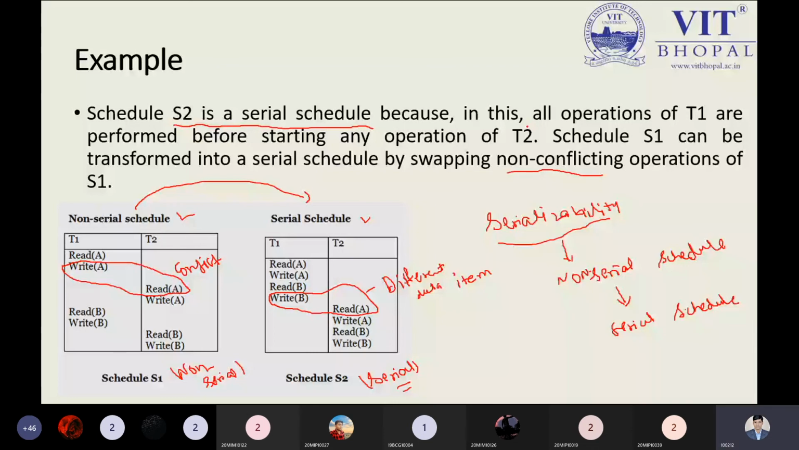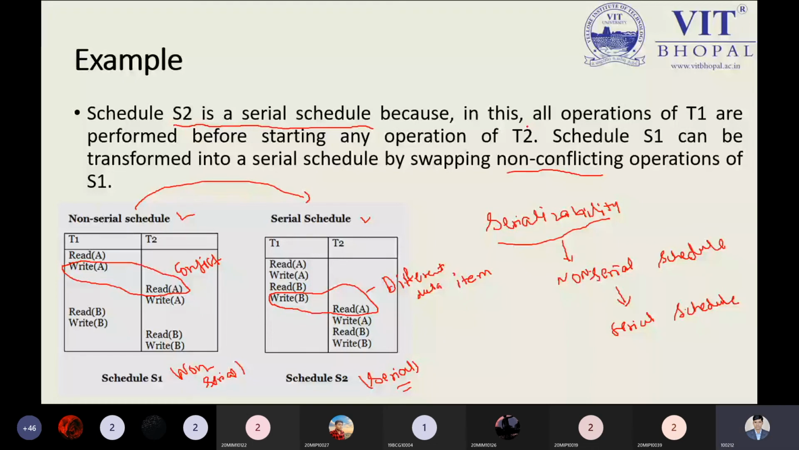Just look at the right side part, the serial schedules. It is already mentioned over here. Write A and read B, write B and read A we have. So both are different data items. So it will not be a conflict. Okay, that is the point.